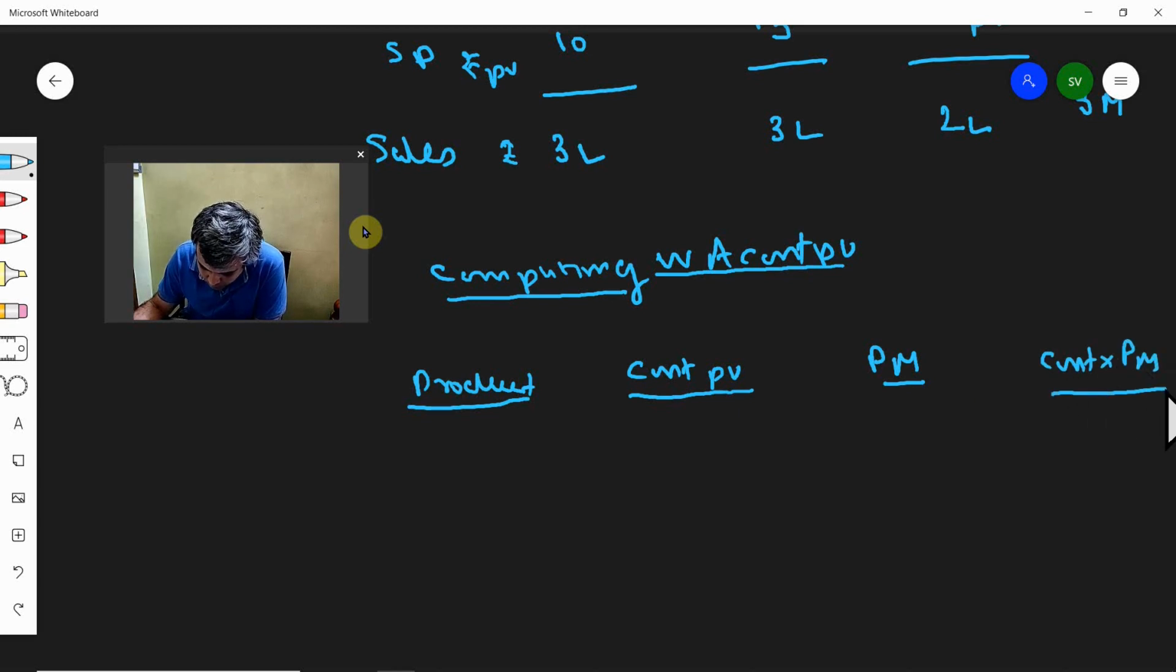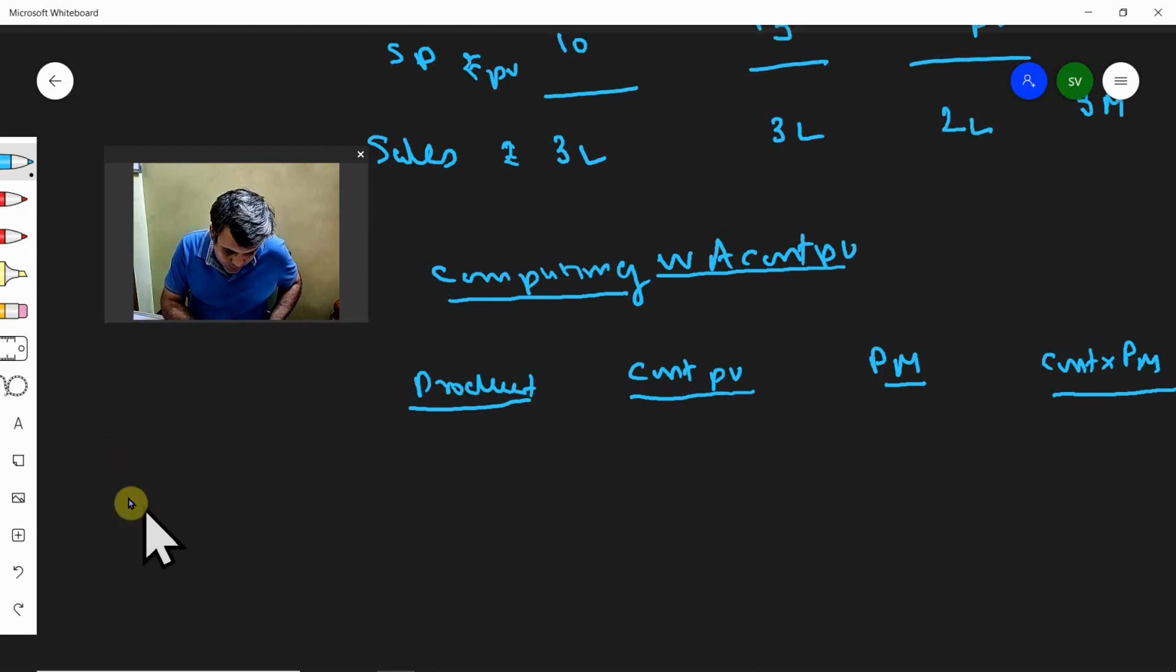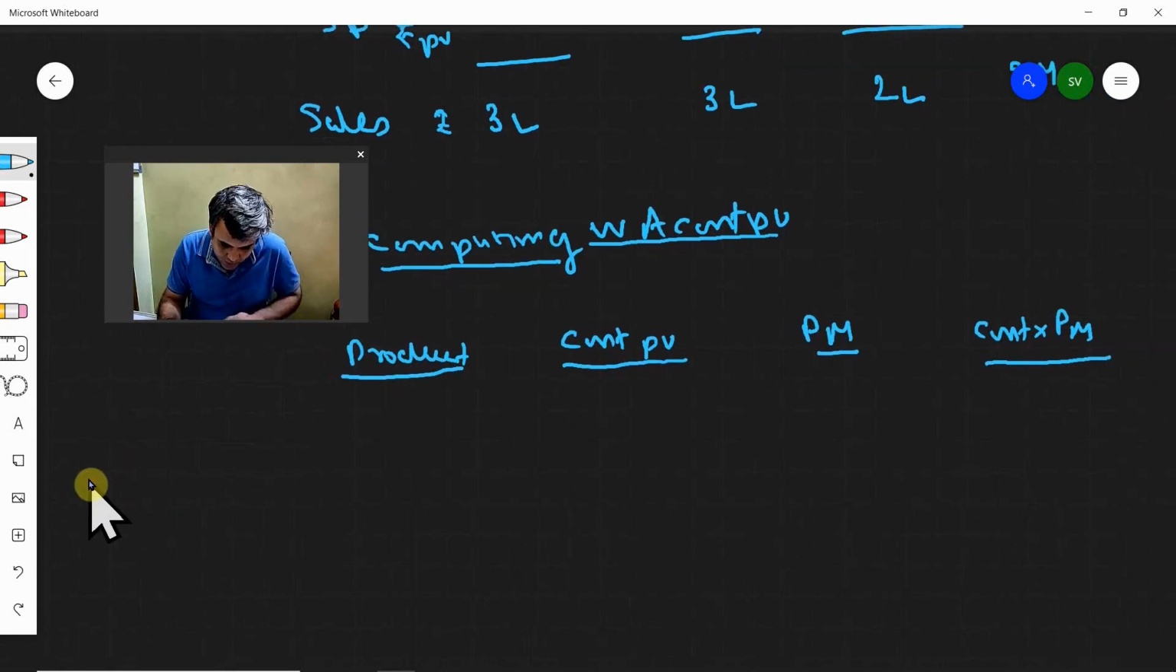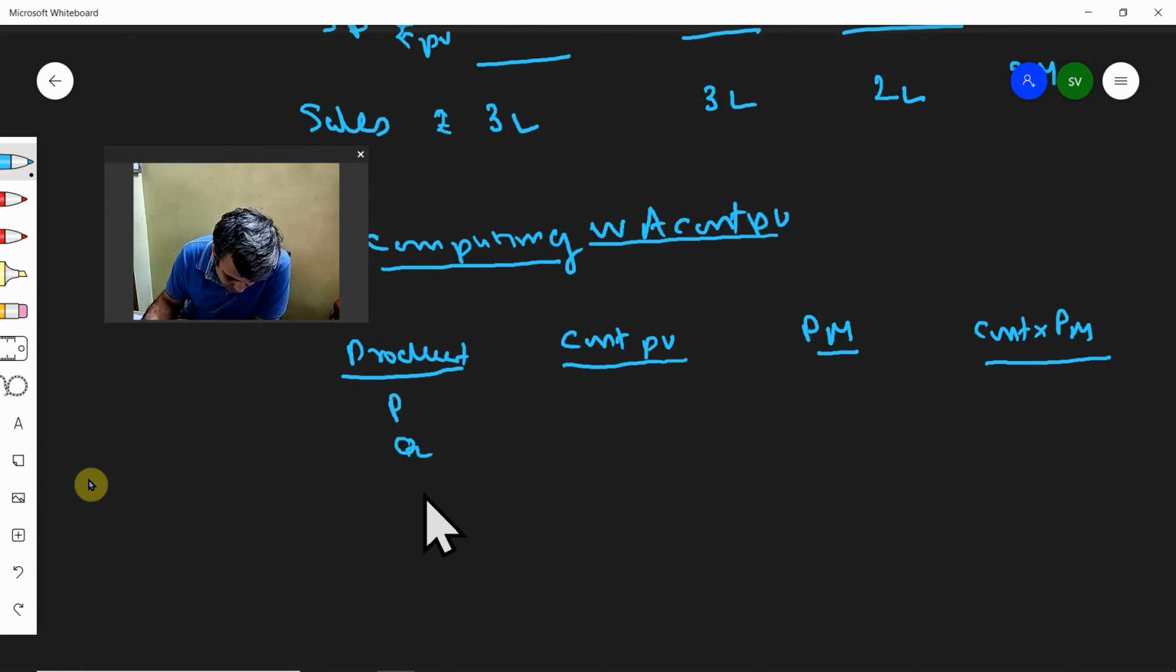Contribution into product mix, right? Shall I proceed? So this is the general format that we will use. Imagine products are P, Q, and R. And contribution, I'm going to simply imagine some contribution. Don't think how it came, right? I'm just trying to illustrate how the weighted average is calculated.